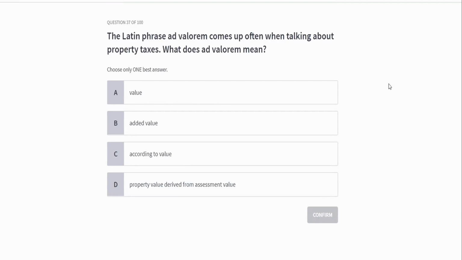All right, next one, 37. The Latin phrase ad valorem comes up often when talking about property taxes. What does ad valorem mean? All right, and there's four options. Is it A, value, B, added value, C, according to value, or D, property value derived from asset value? So, like usual, here's some time for you guys to come up with your answer.